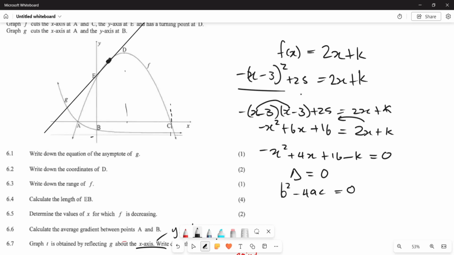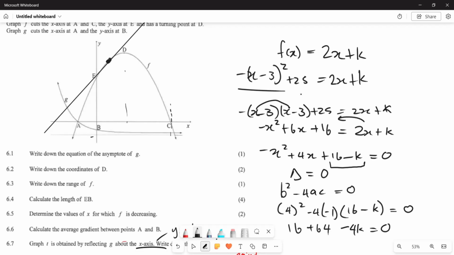From here, this is the same as 4 squared subtract 4. Then your a is negative 1, and your c, remember, these together with the k represent your c. So this is going to be 16 subtract k, equal to 0. And now this is 16 plus, if you multiply everything here, positive 4 multiplied by 16 gives you 64, and this is negative 4k. It's going to give you 0.